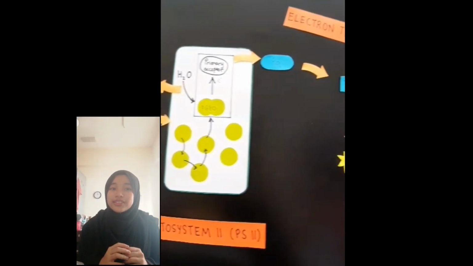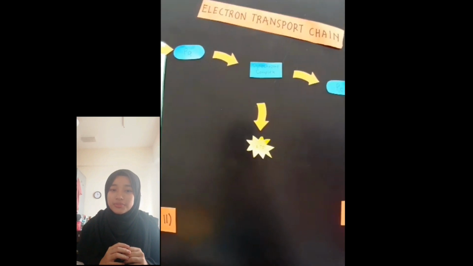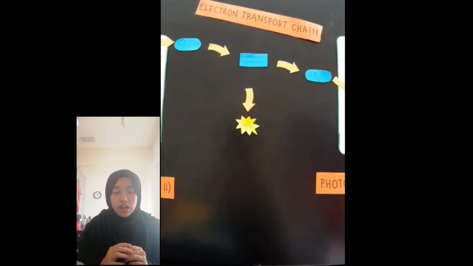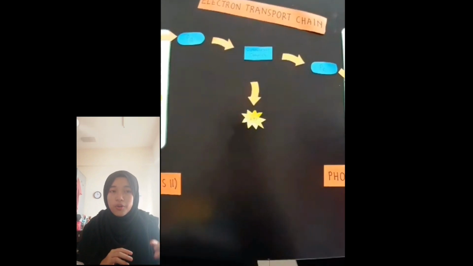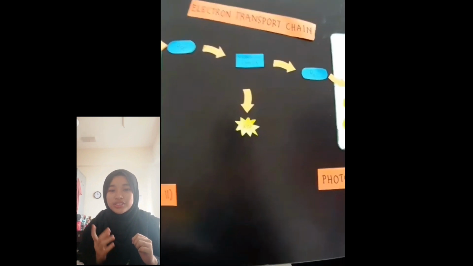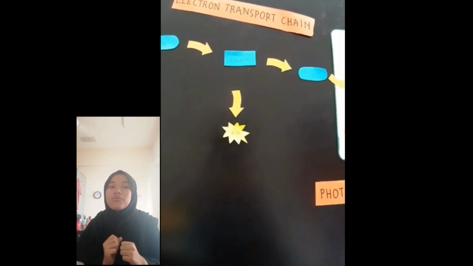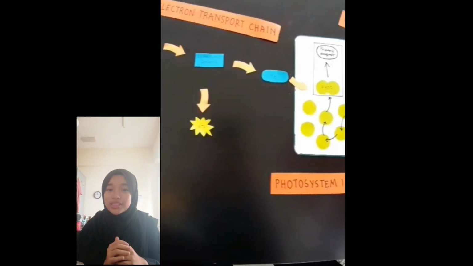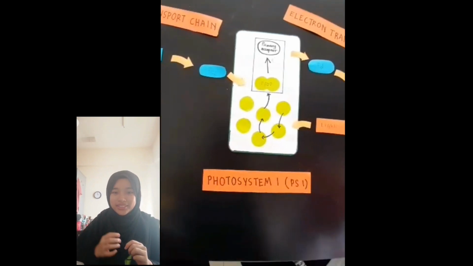Each electron falls down an electron transport chain from the primary electron acceptor of PS2 to plastoquinone, from plastoquinone to the cytochrome complex, from the cytochrome complex to plastocyanin, and from plastocyanin to PS1.